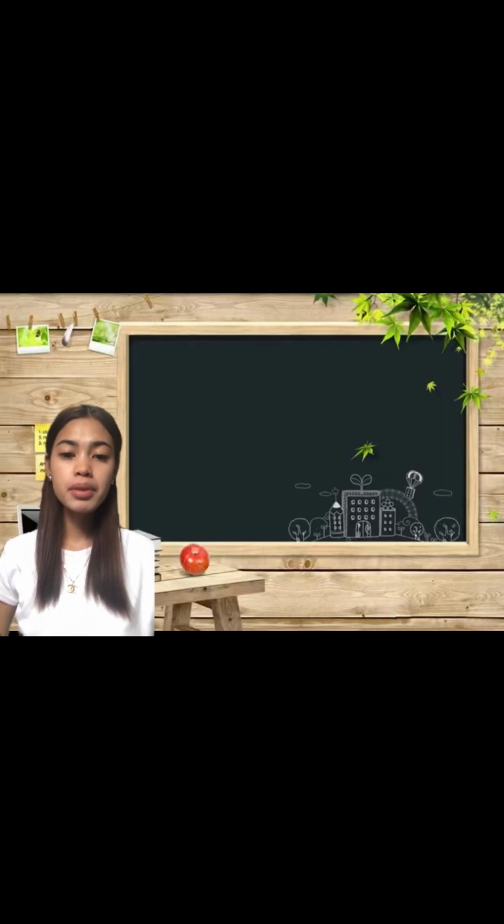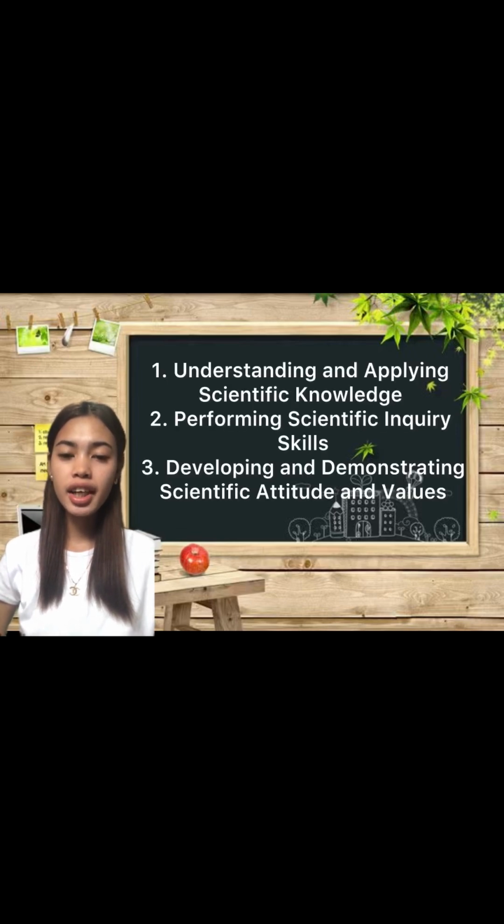So let's recap the three intervening skills. First, understanding and applying scientific knowledge. The second is performing scientific inquiry skills. The last one is developing and demonstrating scientific attitudes and values.